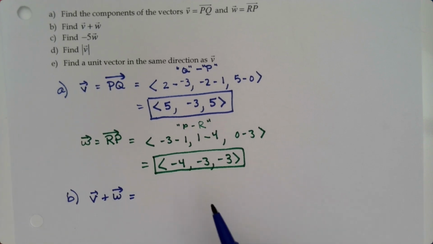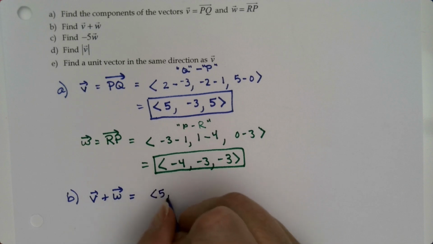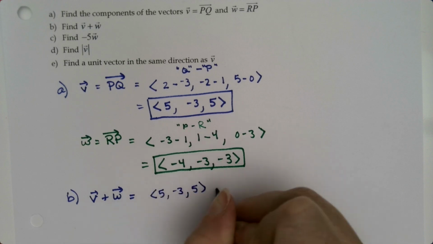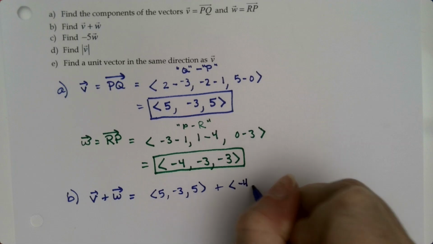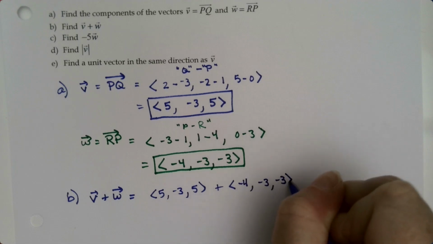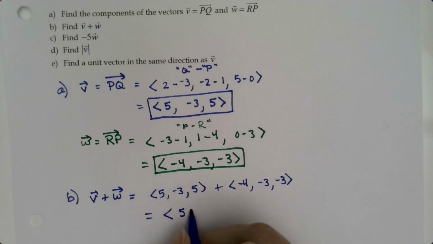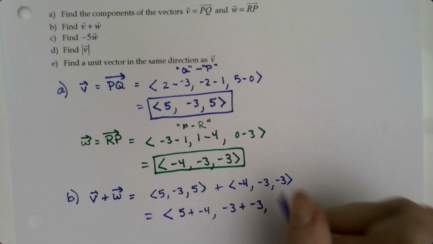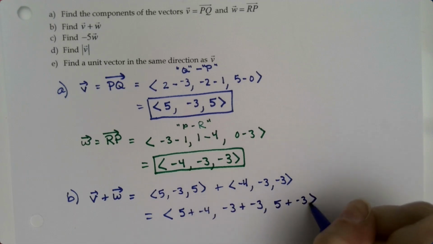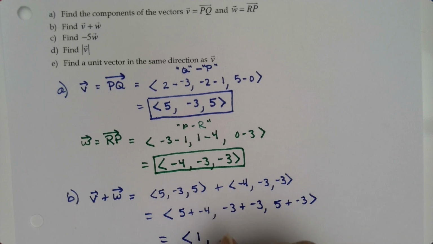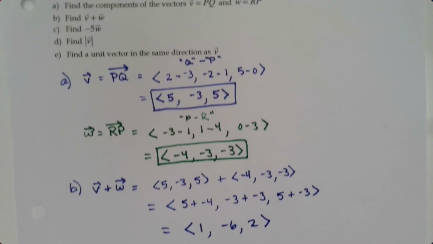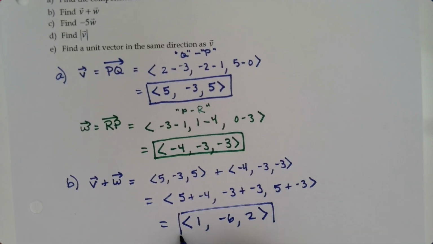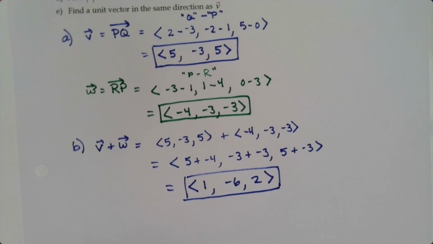Well, vector addition with 3 dimensions works just like it did in 2 dimensions. So we're going to take 5, -3, 5, and we're going to add to it -4, -3, -3, which just means you take 5 add -4, -3 add -3, and 5 add -3. So that's 1, -6, 2. Simple as that. Although I'm now worried about having enough space to do all of this.